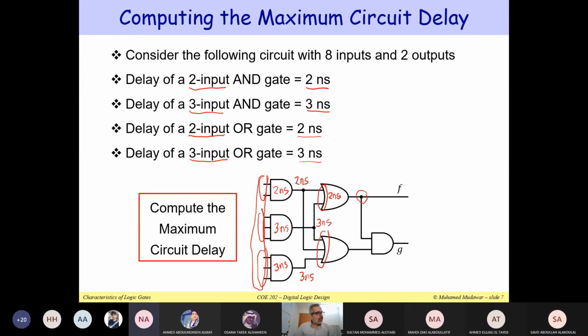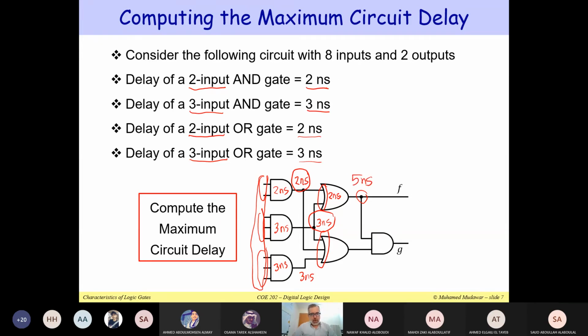Because we have the second AND gate, 3 nanoseconds. Yes. And the 2 input OR gate, 2 nanoseconds. Exactly, Nawaf. Yes, you are right. So we go by the maximum here. So the maximum of 2 and 3 nanoseconds will be 5 nanoseconds. Sorry, the maximum will be 3, and then we add to it plus 2, which will give me 5 nanoseconds.